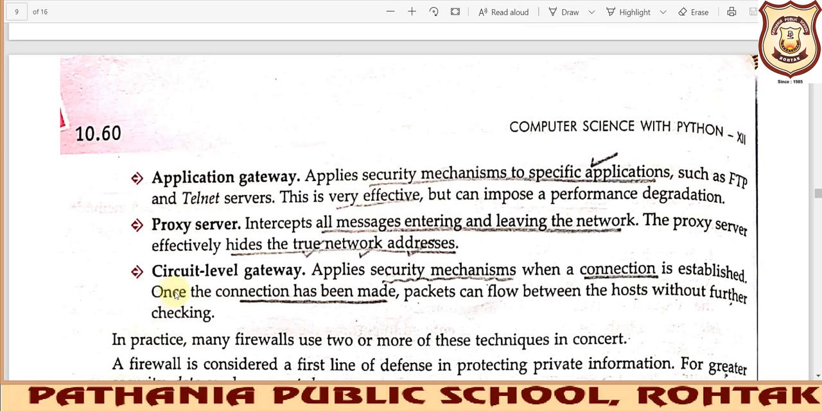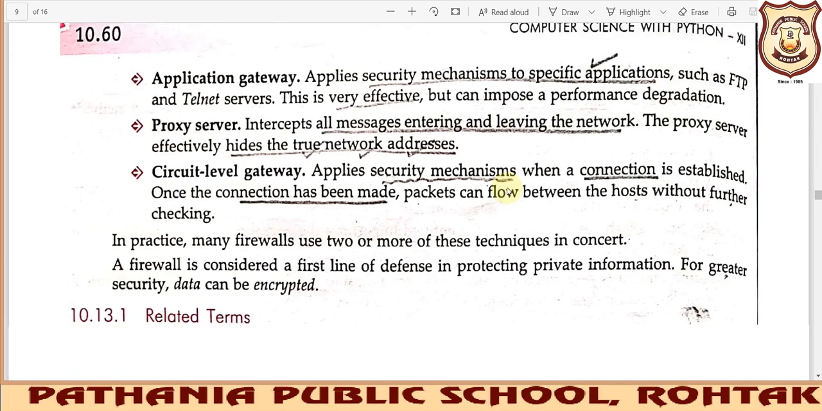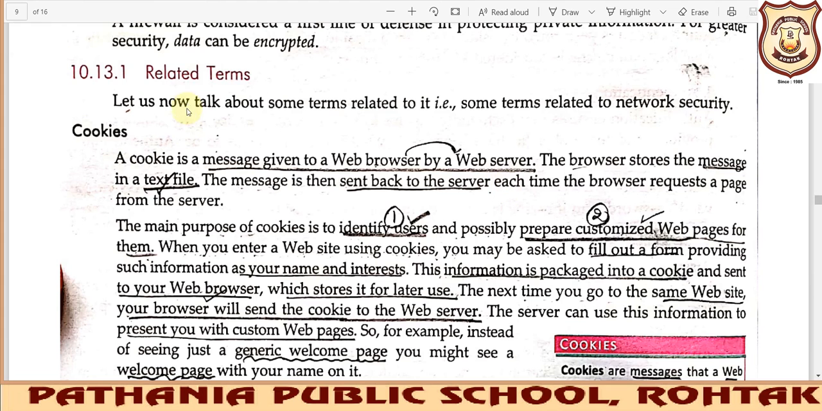Okay, next is your circuit level gateway. A circuit level gateway is basically required once the connection has been made. Packets then can flow between the hosts without further checking. So here the connection establishment is given much more importance. Firstly the secure connection is to be established, then the packets will be transferred between the host and the client. Okay, next come other terms like cookies.